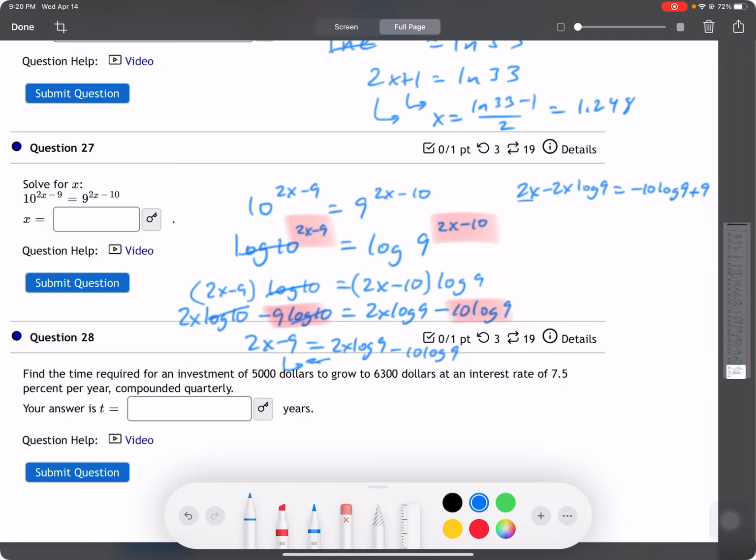We can factor out the 2x's here. Actually, you know what? I'm just going to factor out the x. You can keep the 2. It's going to be x times (2 minus 2 log of 9) equals negative 10 log of 9 plus 9. Divide that all over. X is equal to negative 10 log of 9 plus 9 over 2 minus 2 log of 9.